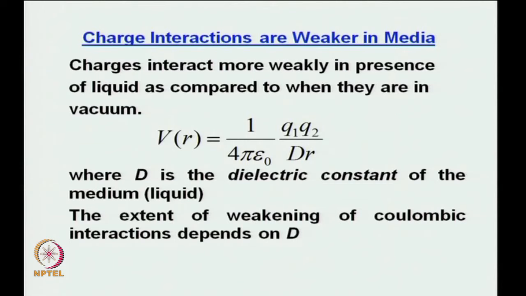In the presence of a liquid of a certain dielectric constant d, they interact in the form of this equation, where V of r is equal to 1 by 4 pi epsilon 0, the constant which we encountered in the previous equation too, Q1 Q2 the product of the two charges in the numerator, and r again is the distance, but now we have another term. What is that? It is d, the dielectric constant of that respective liquid or solvent. That means this d is now modulating the extent of interaction between these two charges. Okay. So, as we just said, this extent of weakening of the Coulombic interactions will depend upon the dielectric constant.